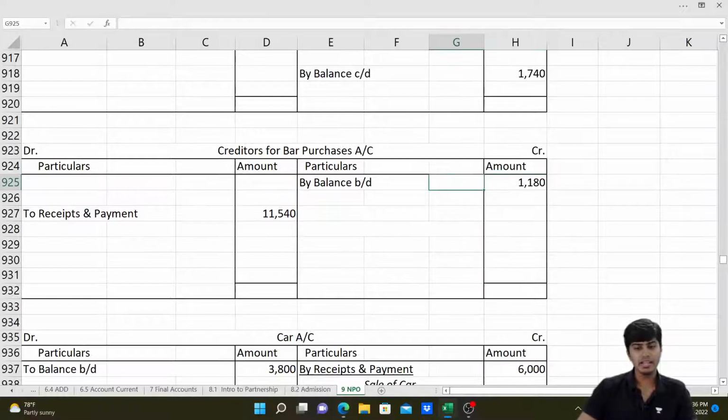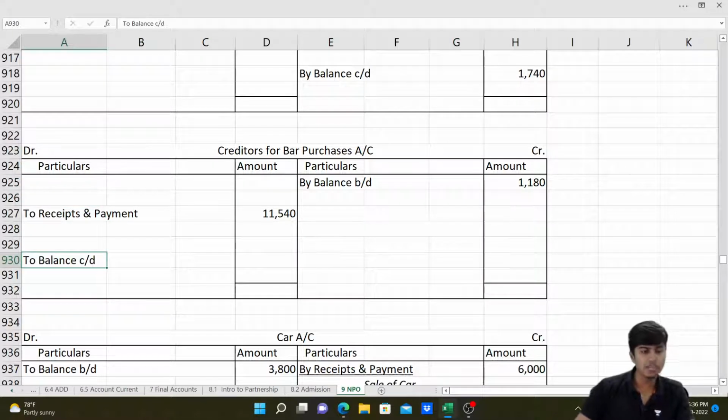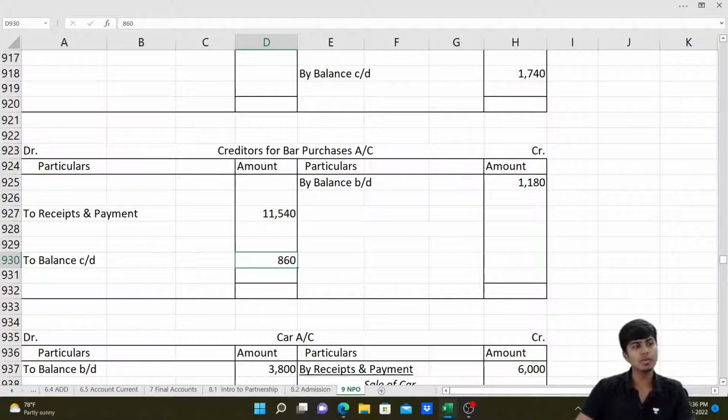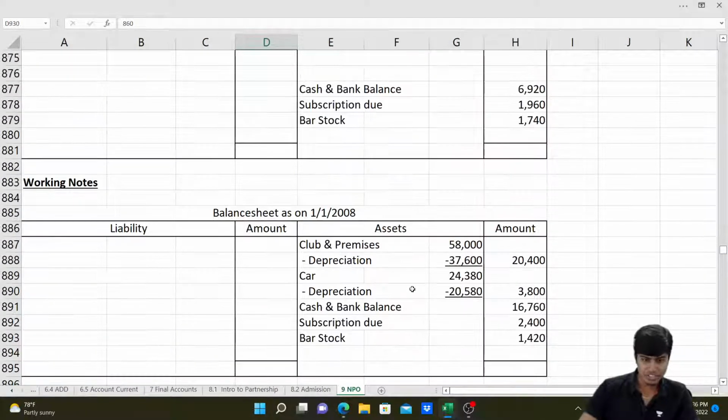And in our creditors for bar purchase account, I'll write the closing balance on the debit. To balance brought down 860. So liability opening and closing balances is what I've posted in creditors for bar purchase account. I'll post this 1,180 and 860 to my balance sheet as well.